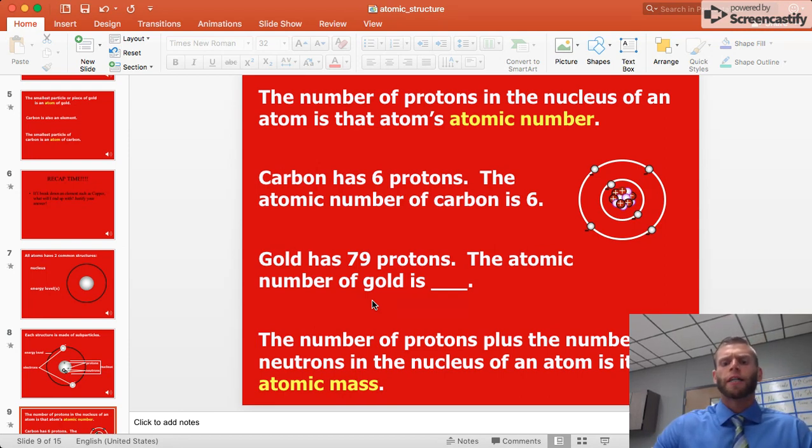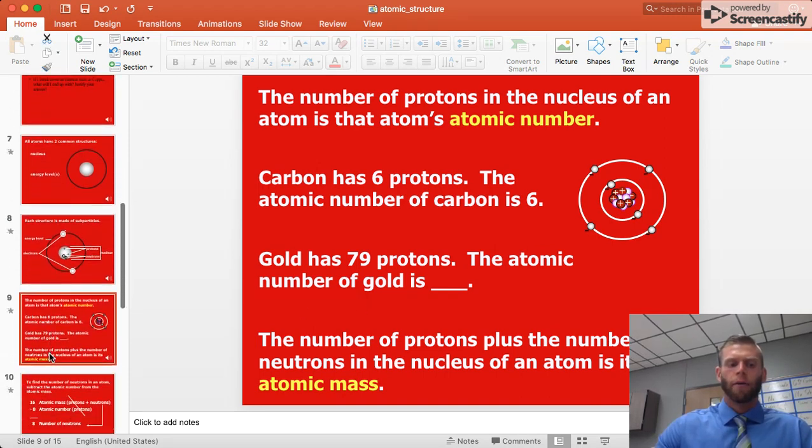The number of protons plus the number of neutrons then makes the atomic mass. So how much mass that element has is determined by adding how many protons I have and how many neutrons I have. Remember, the nucleus has your protons and your neutrons. That is all the mass. So then what does that really say about electrons? Just kind of think about that.